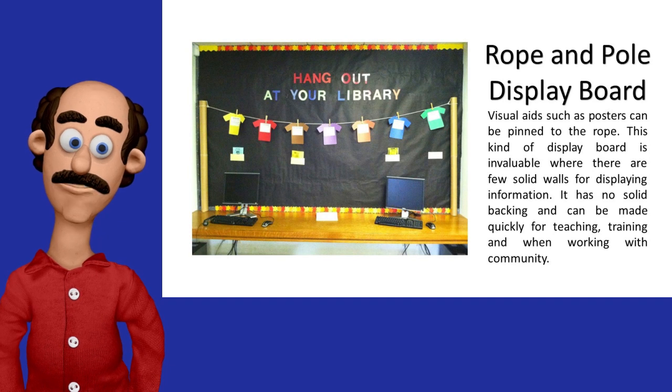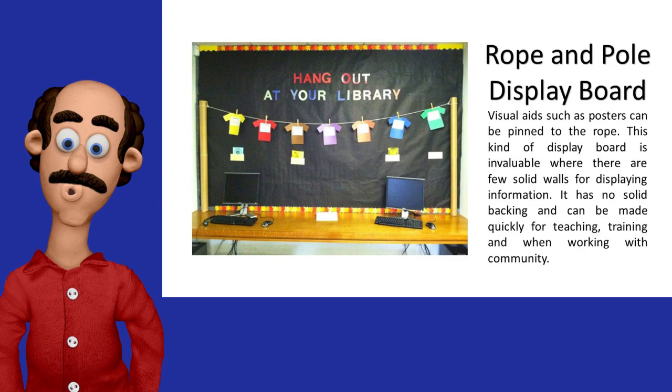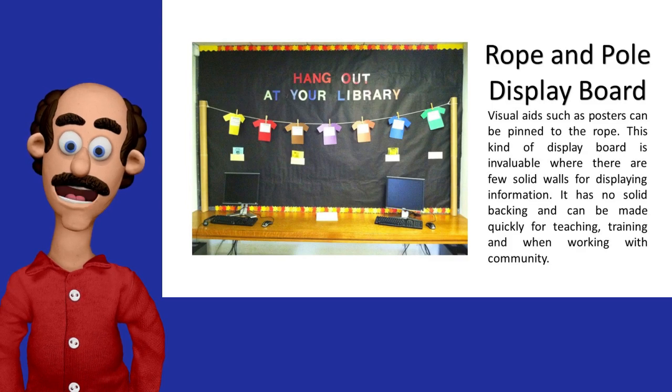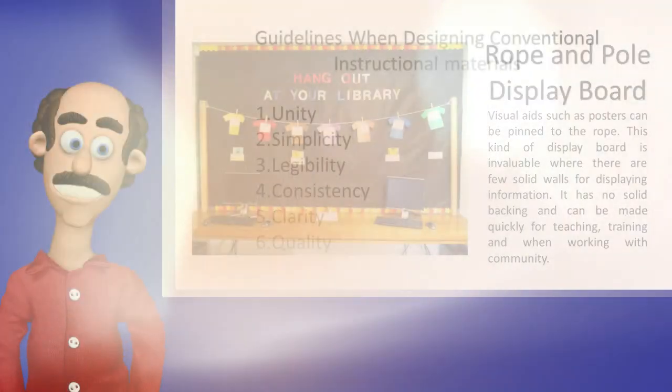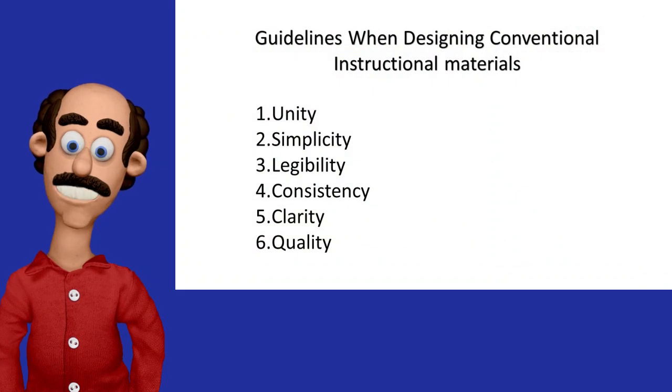The seventh one is a rope and pole display board. This board consists of 2 parallel horizontal poles tied loosely together with rope. Visual aids, such as posters, can be pinned to the rope. This kind of display board is invaluable where there are few solid walls for displaying information. It has no solid backing and can be made quickly for teaching, training, and when working with communities.